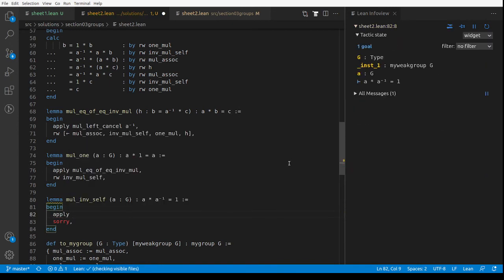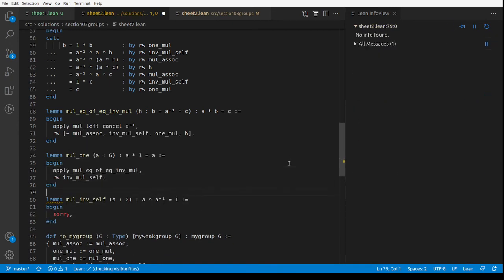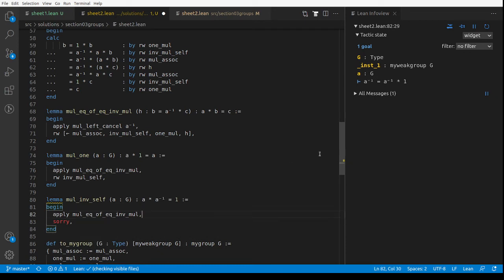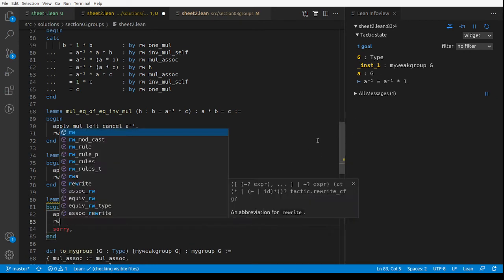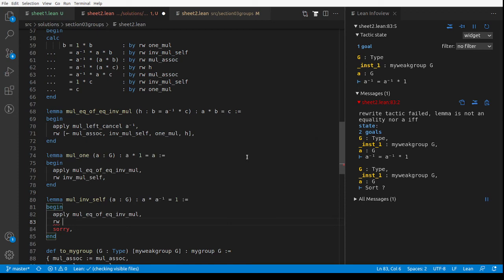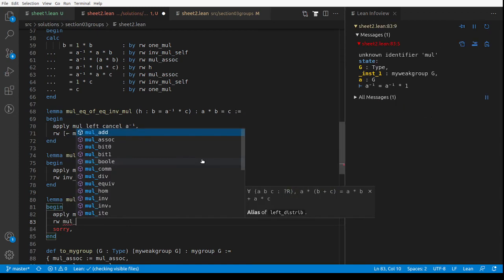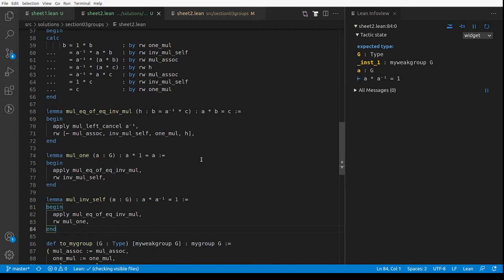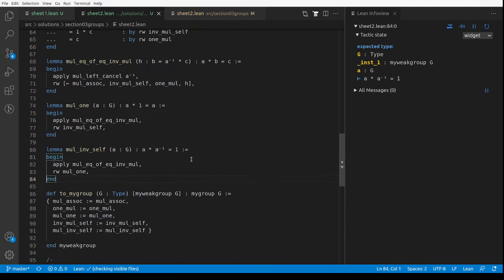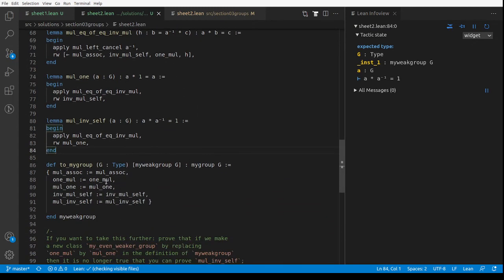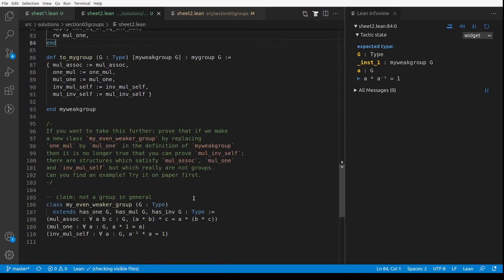I'm going to do the same thing here, and now I've got to prove that A inverse is A inverse times 1, and so this is going to be rewrite. You see, mul 1 we've just proved. There, great. So that's the end of those, and then if we were doing this in Lean's maths library and joining all the dots together, we would now define the function that, given a weak group, constructs a group, and there's the boilerplate that does all that.